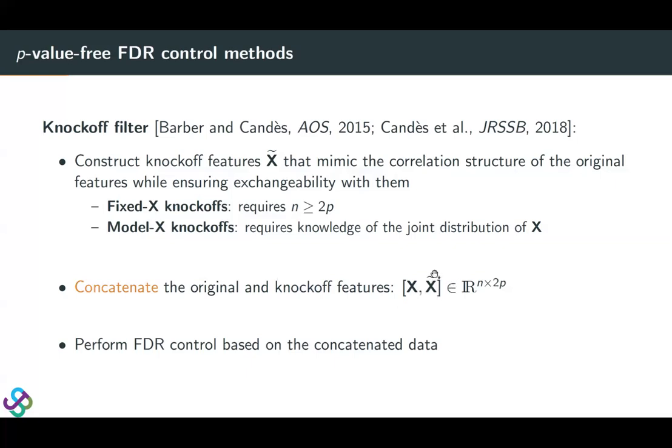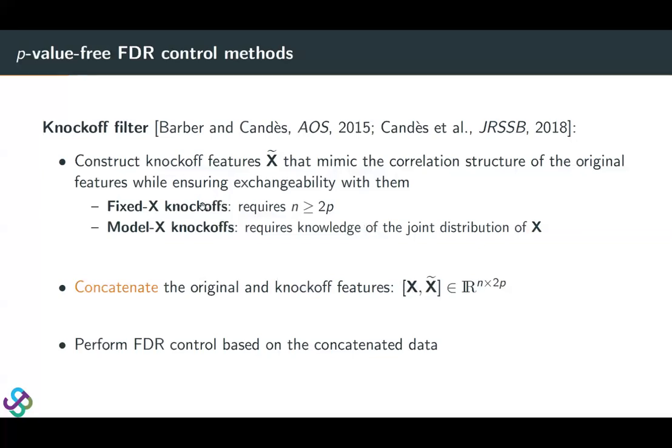Because you know the true coefficient for X tilde should be zero, even though your estimate is not zero, but that is due to the estimation inaccuracy or the randomness in your data. But you know that the truth should be zero. So that's why the X tilde knockoff features' coefficient estimates will provide a negative control to the original features' coefficient estimates. So how to generate a knockoff?